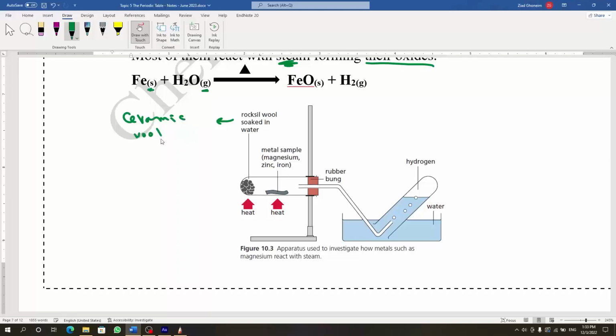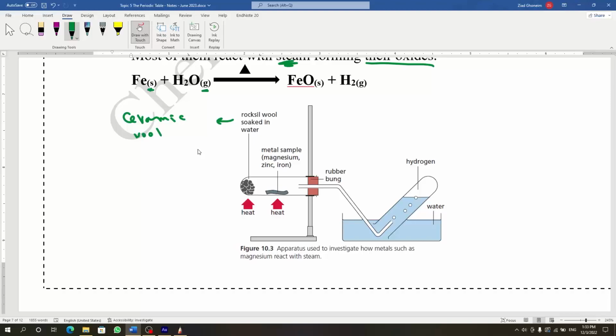The function of ceramic wool is to keep water out of contact with iron, so that just steam will react with the metal sample we have. Right? We just want the steam to be reacting with the metal and not the water itself. Another question you might be asked is to indicate with an arrow where heat is applied.